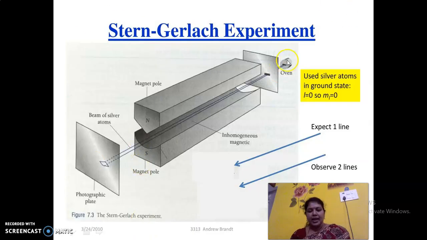So I have an oven from which a beam of silver atoms were allowed to pass through two collimating slits through an inhomogeneous magnetic field. The magnetic field has different value in different directions. So after passing through this particular inhomogeneous magnetic field, they were allowed to fall on a photographic plate and its configuration was recorded.